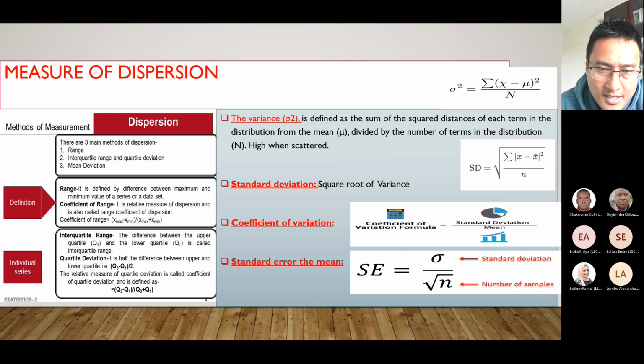Standard error of the mean basically means standard deviation divided by square root of the number of samples. Now let us take the standard deviation as, let us say, 10, and the number of samples is 100. How much is the standard error of the mean? 1. Okay. So is this clear to everyone?